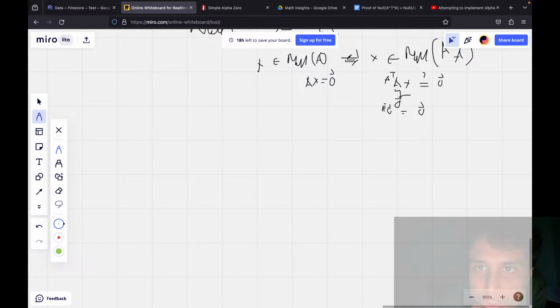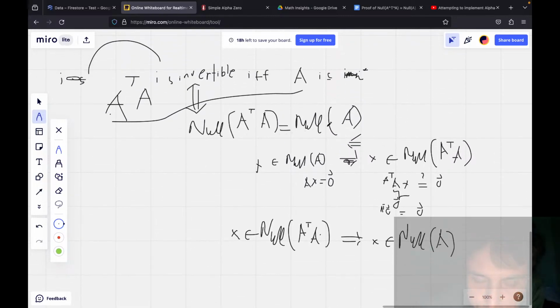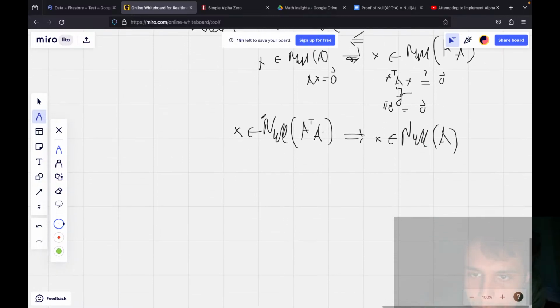But now we want to swap it. We want to show the other direction. Now we have x in the null space of A^T A, and we want to prove that this implies that x is in the null space of A. If we do that, then we've shown both directions and completed the statement.